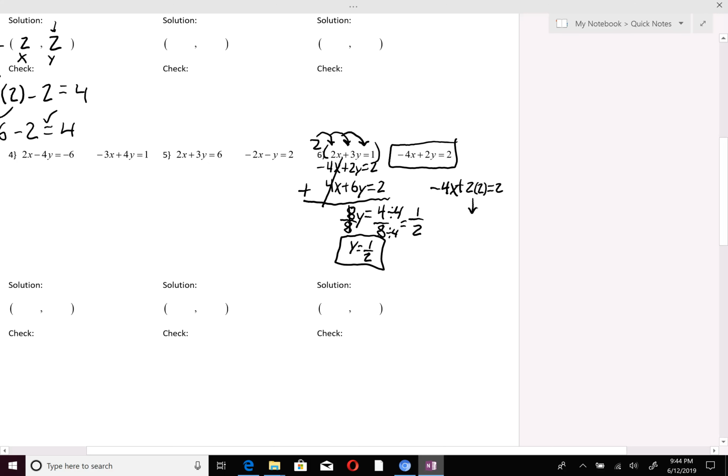Now, negative 4x gets brought down. 2 times 1/2 is a positive 1, and that's all equal to 2. So I'll subtract my 1 off. That cancels, and I'll get negative 4x equals a negative 2. Lastly, I'll divide this negative 4 off.